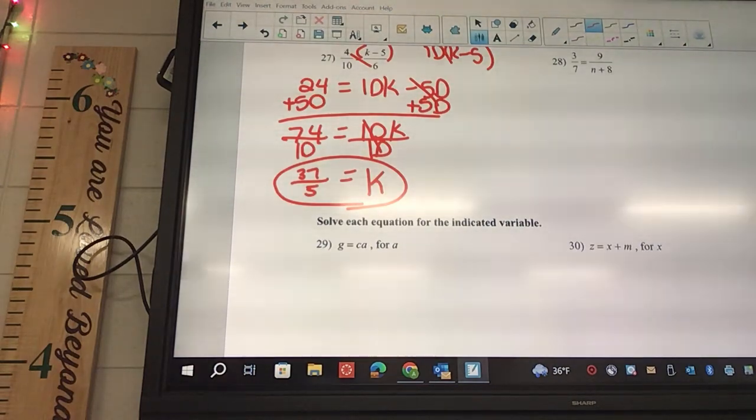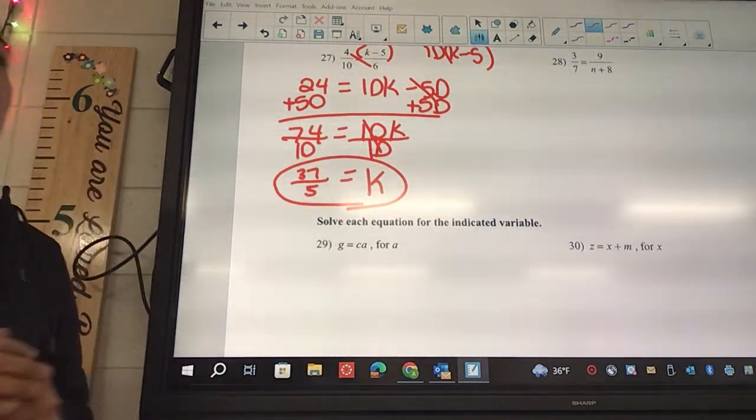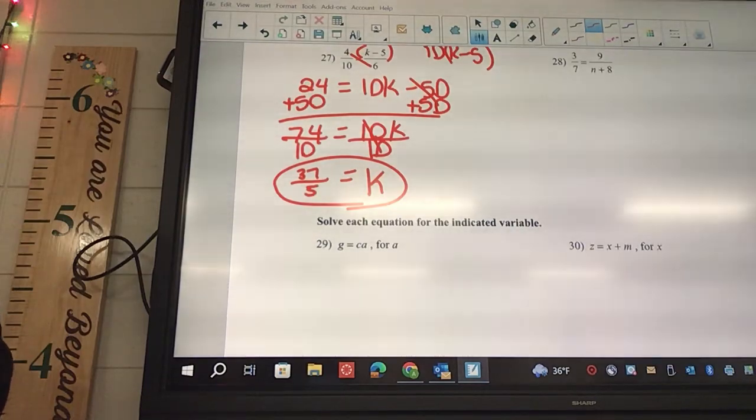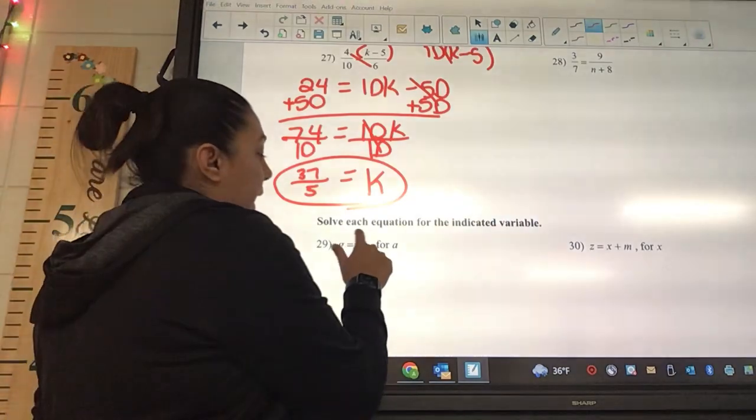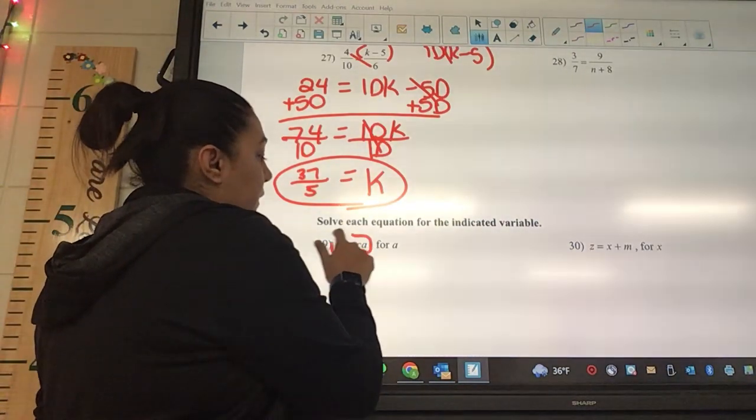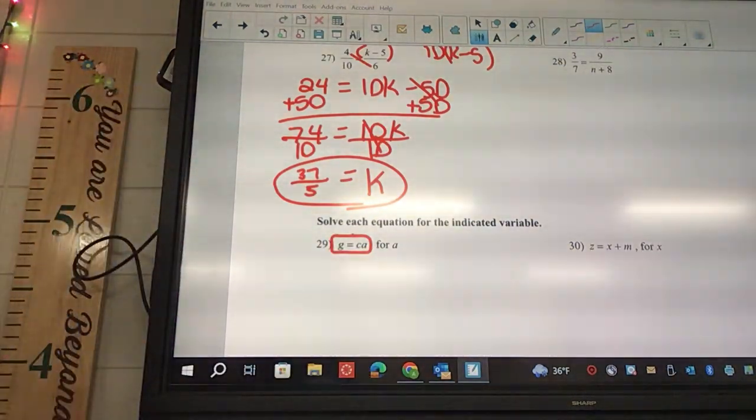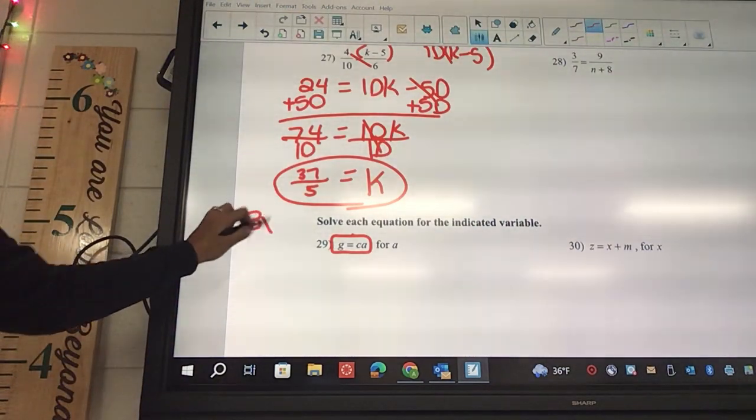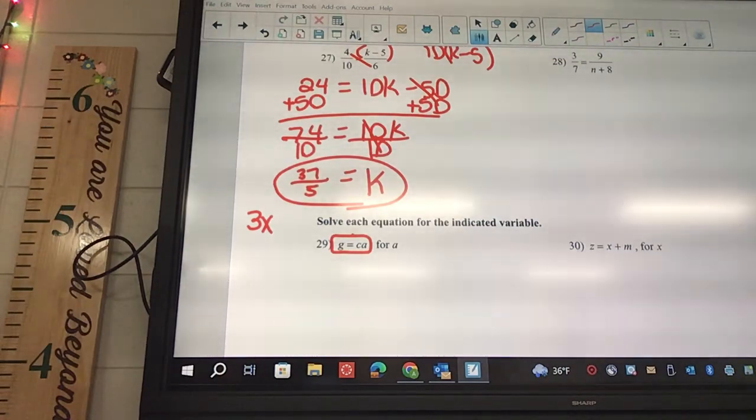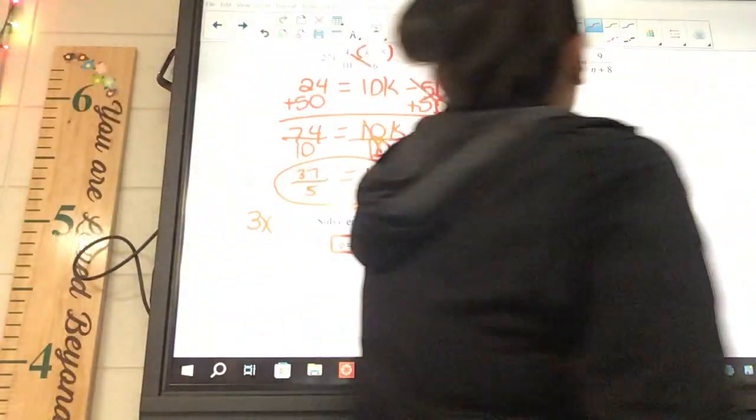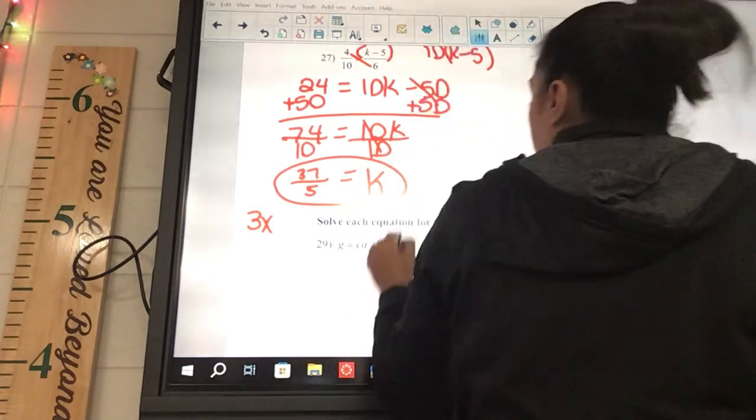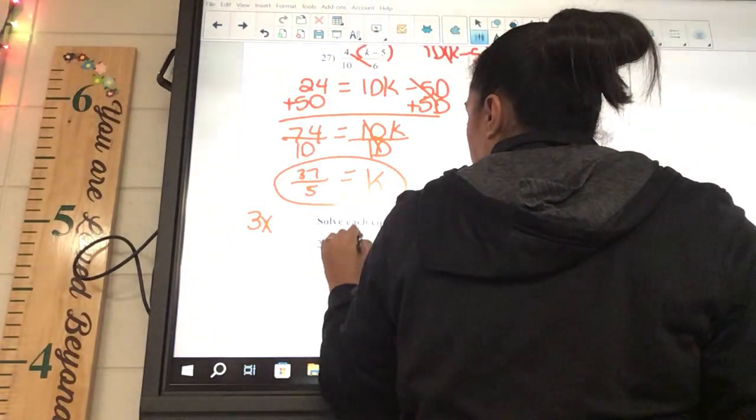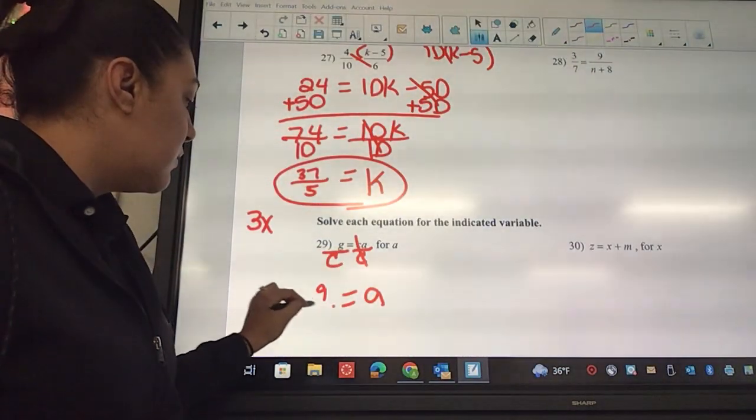Okay, solve each equation for the indicated variable. If we look at 29, what is the indicated variable? What variable did it tell you to solve for? A. Okay, so we're gonna look at this and say, well, whatever's by A needs to be moved. What is by A? C. So how do I move that? Okay, and really this is what it looks like. How do I move that? You're gonna divide, okay? So we're gonna divide both sides by C. Okay, so on this side we have A. On this side I literally have G over C.